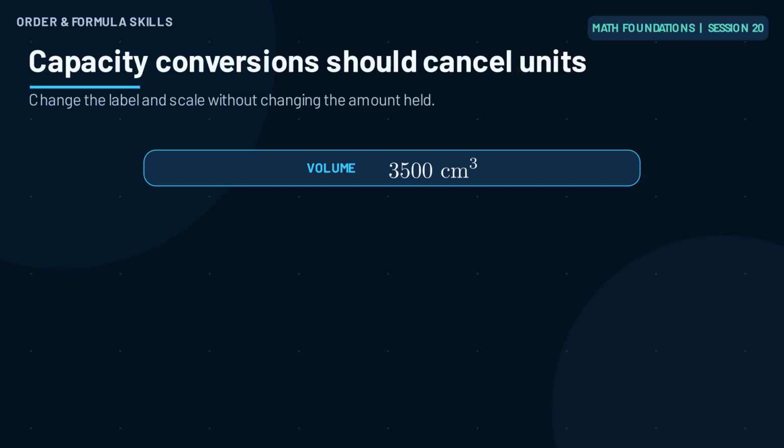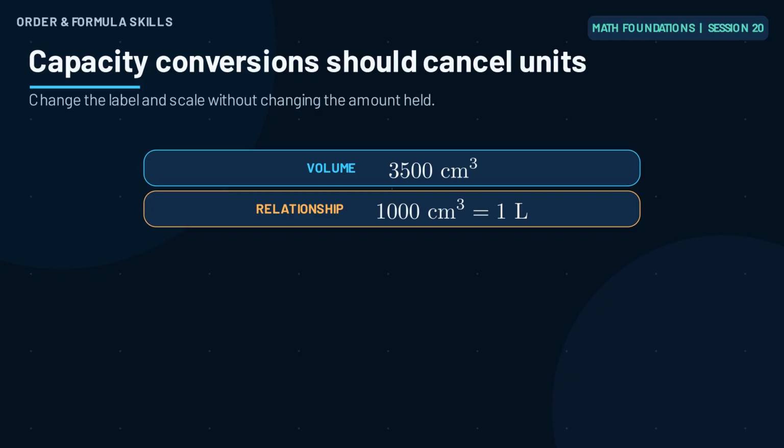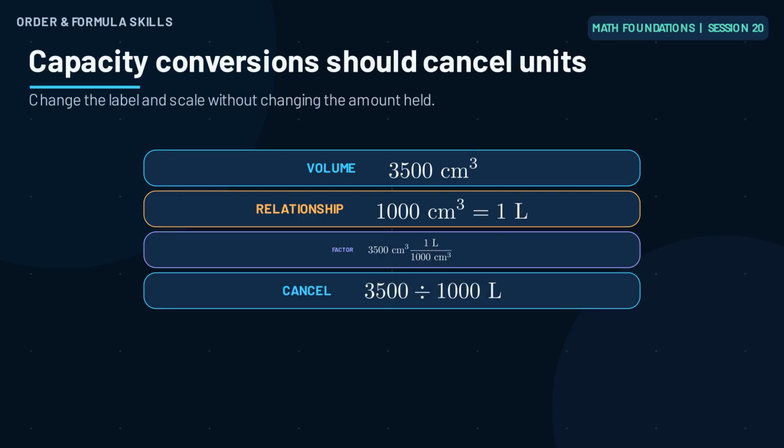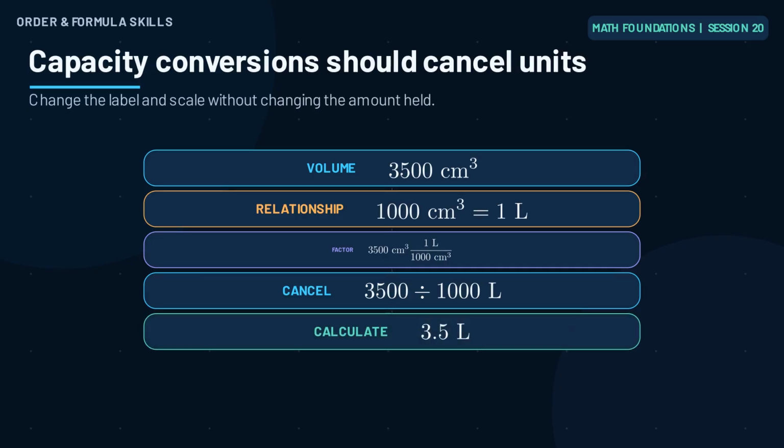Suppose a container has volume 3,500 cubic centimeters. 1,000 cubic centimeters equals 1 liter. Multiply by 1 liter over 1,000 cubic centimeters. Cubic centimeters cancel, leaving liters. 3,500 divided by 1,000 is 3.5 liters. The conversion changes the label and numerical scale without changing capacity.